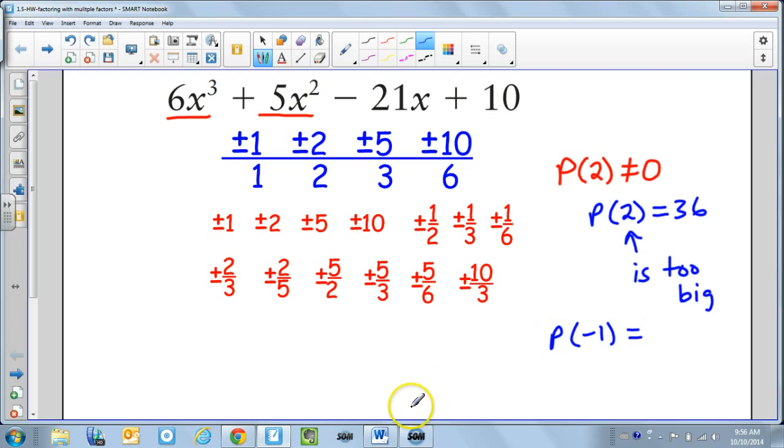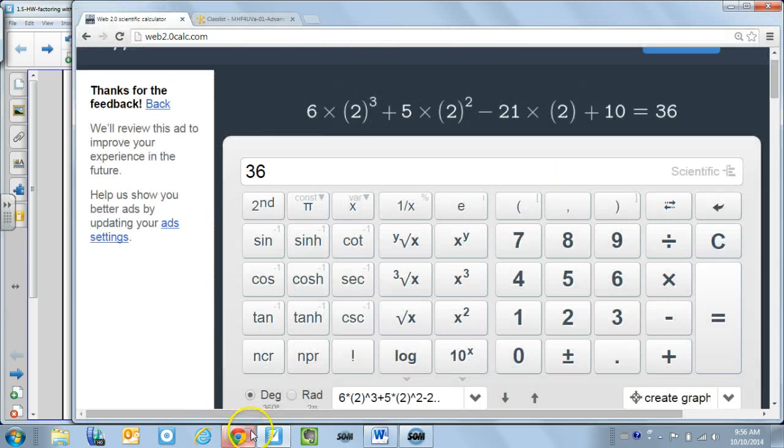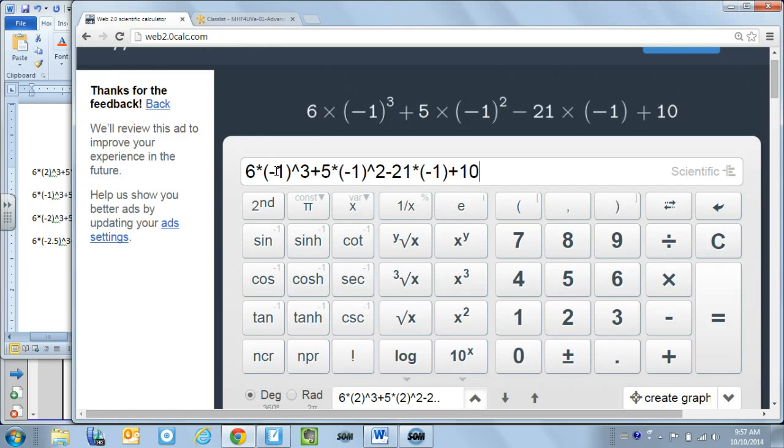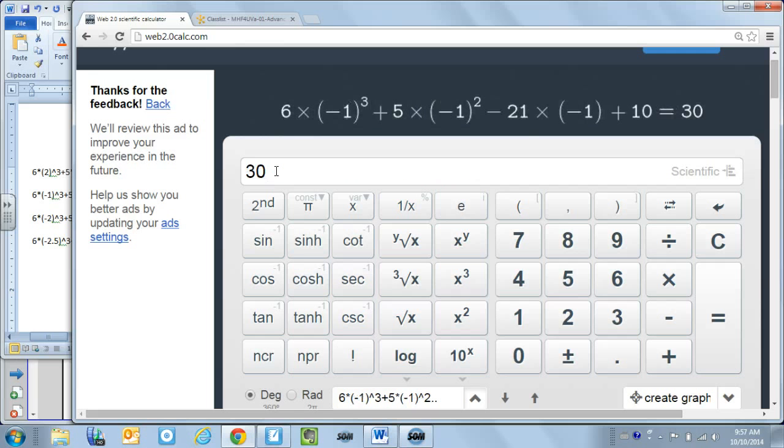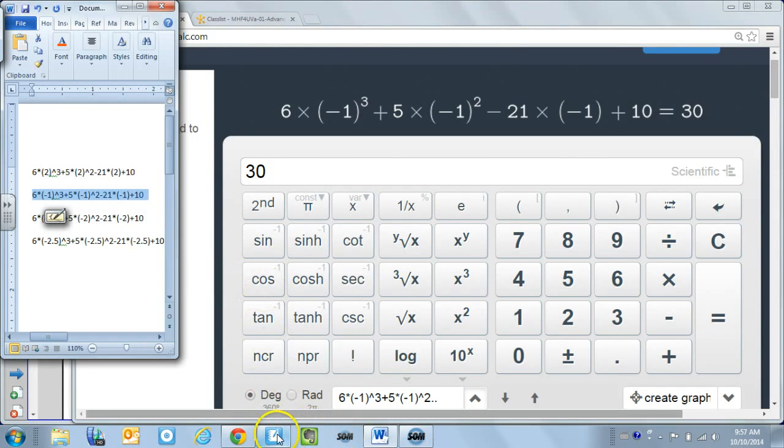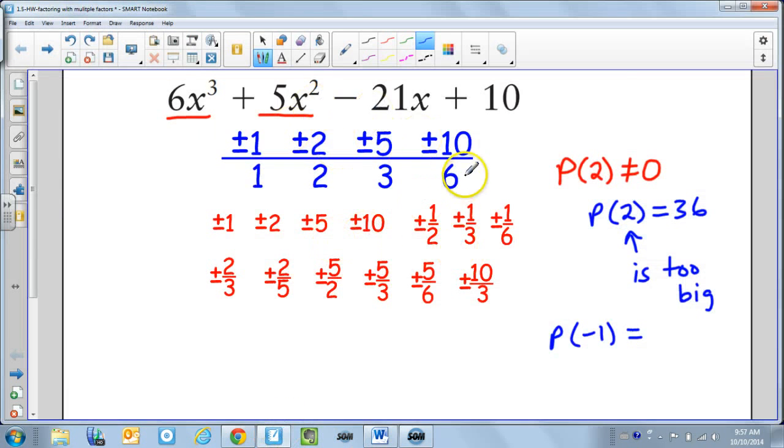So we'll try p at -1. So there's p at -1, and I find that it's an answer of 30. So again, p at -1 ends up being too big. Now, the reason this happens, of course, is because I skipped over the 1. So the 1 was the important one to see here. But p at -1 is 30. So again, it's still too big.